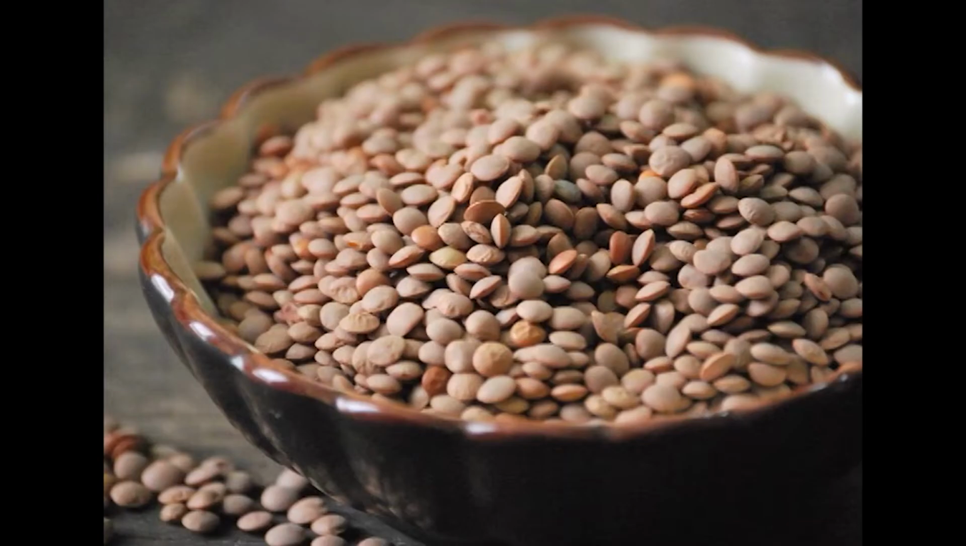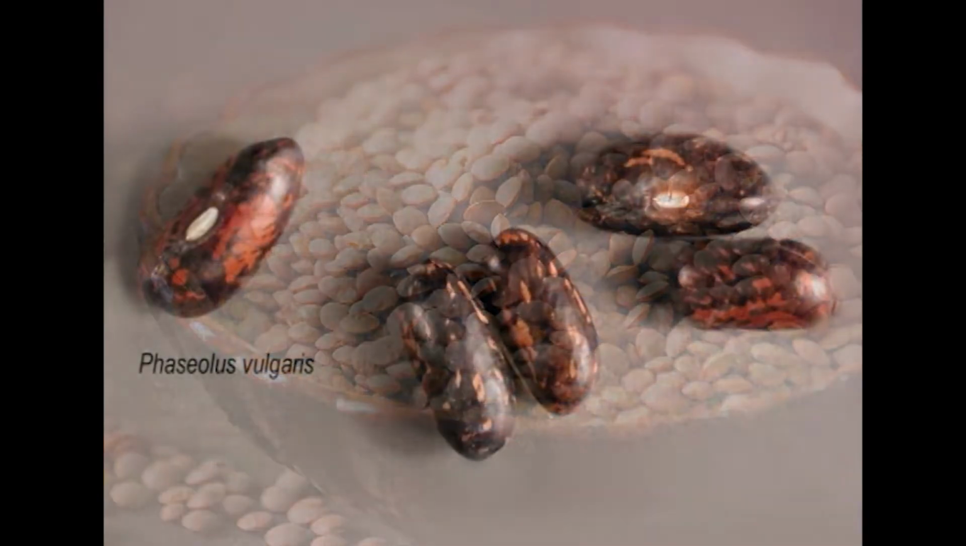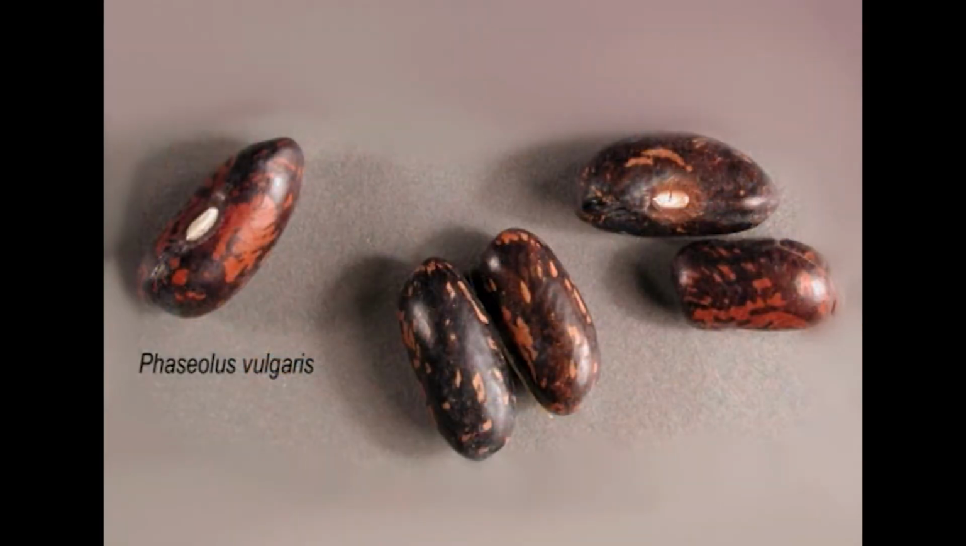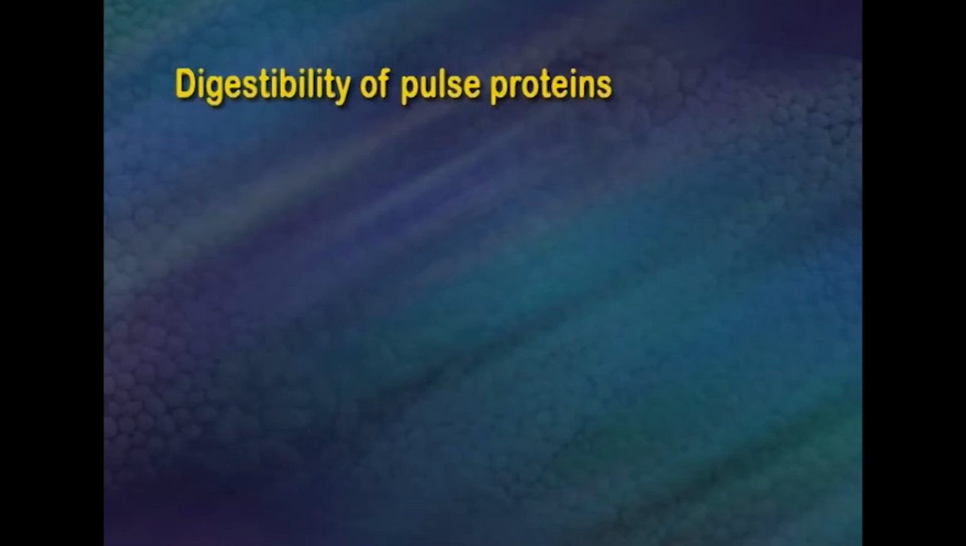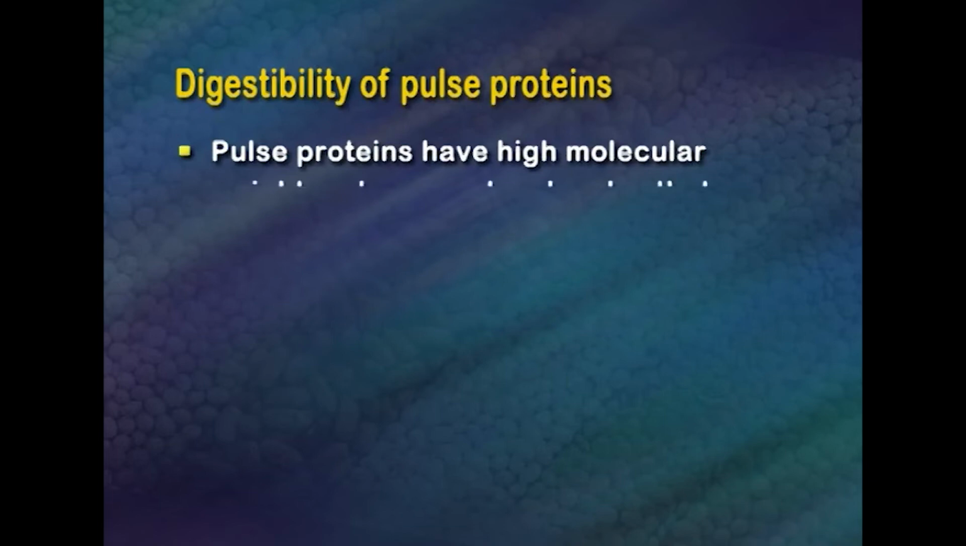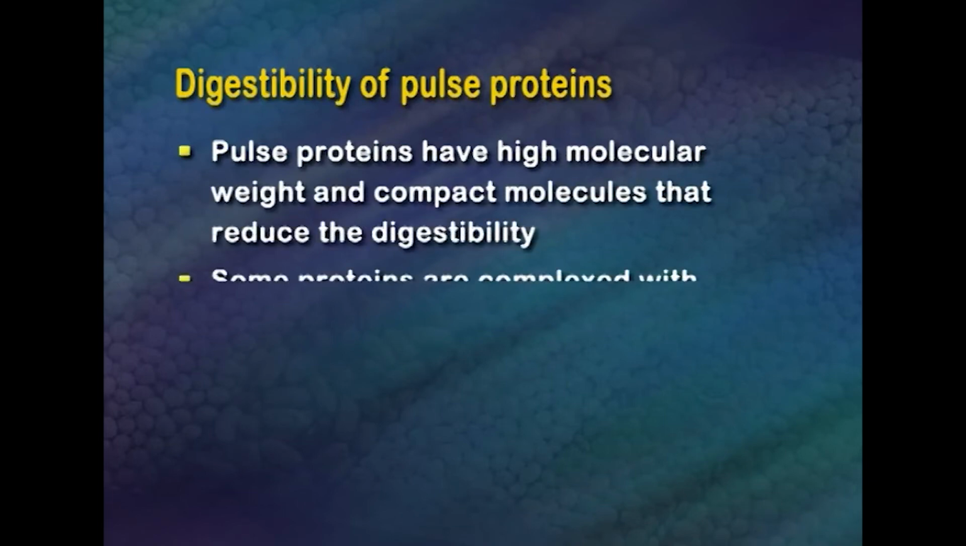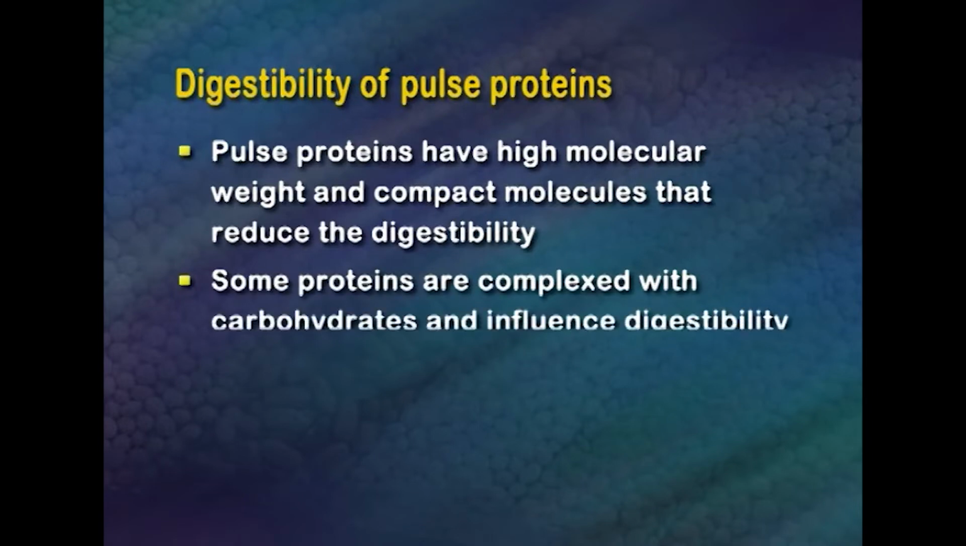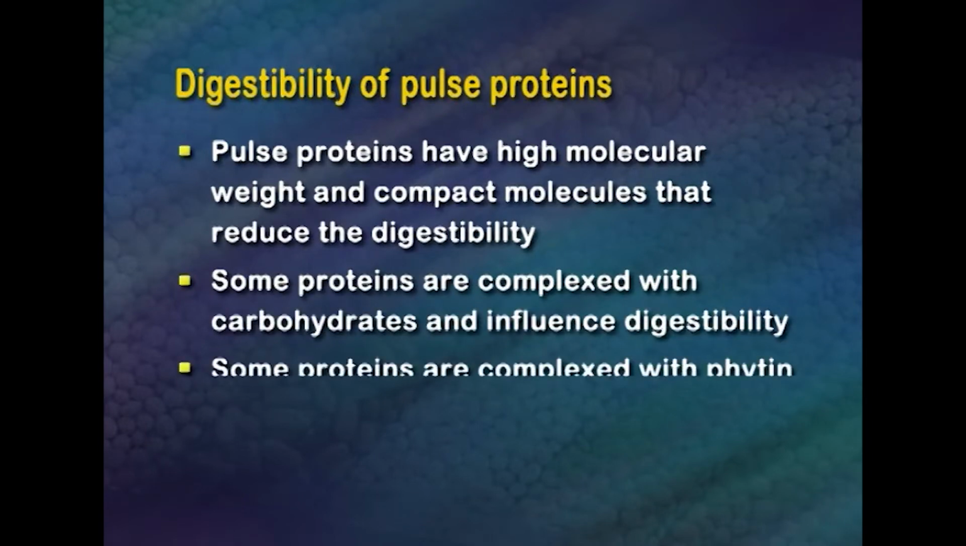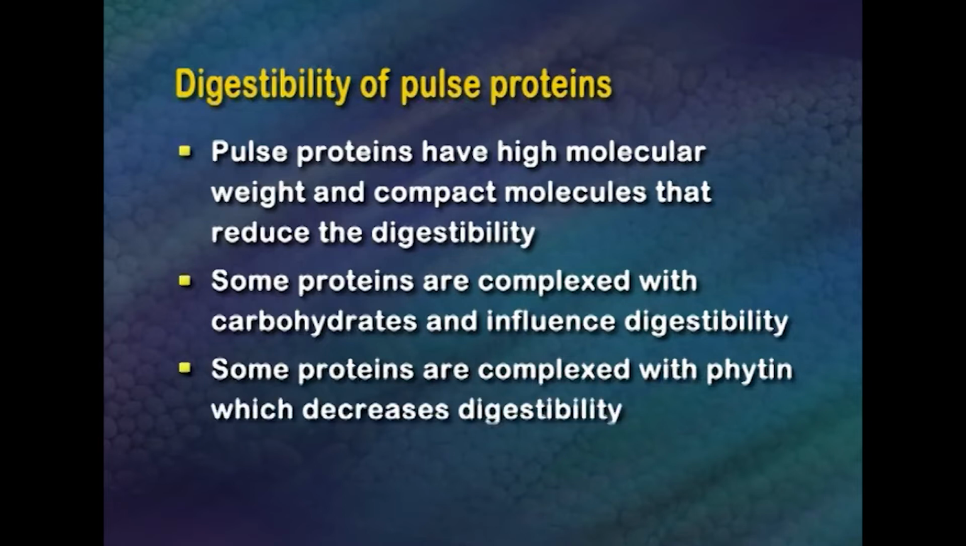Other legumes including lentils and phaseolus varieties have low digestibility. Factors that reduce the digestibility of pulse protein are: pulse proteins have high molecular weight and compact molecules that reduce the digestibility. Some proteins are complexed with carbohydrates and influence digestibility. Some proteins are complexed with phytin and decrease the digestibility. So, digestibility in pulses ranges from 50 to 62%.